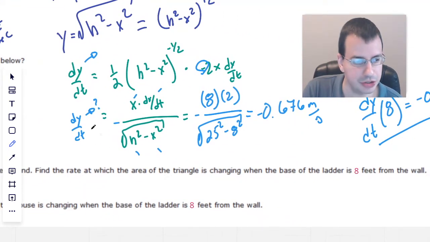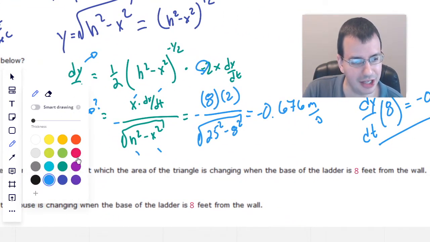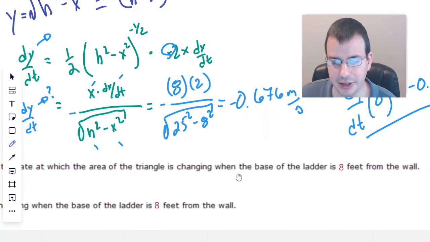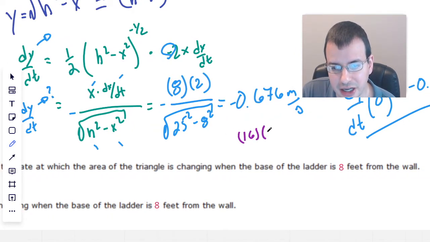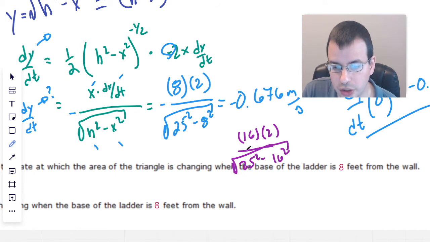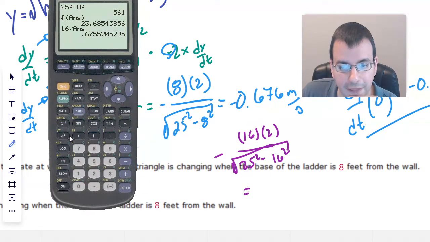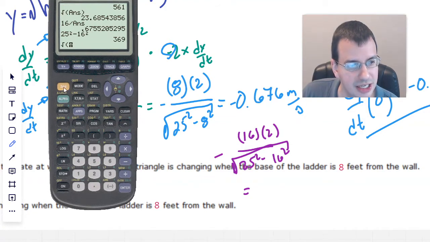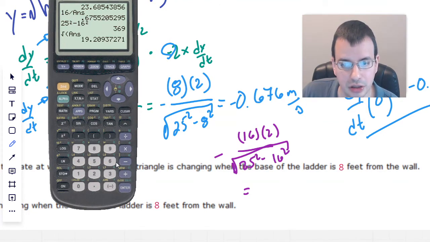I'm going to rewrite those over here real quick. I know, not a lot of space. Extra messy, that's fine. Okay, so at 16, it's 16 times 2 all over the square root of 25 squared minus 16 squared. Minus gives us, calculator, 25 squared minus 16 squared. Second square root, second answer.